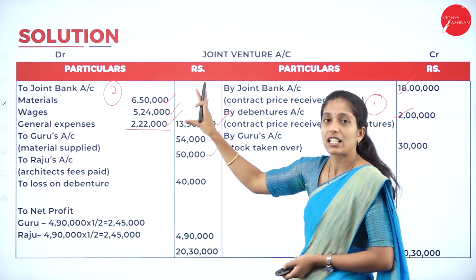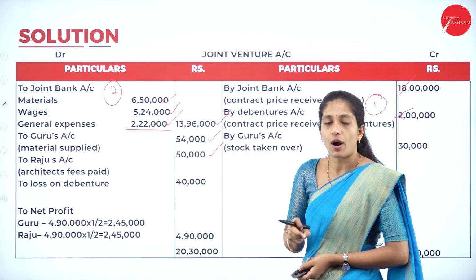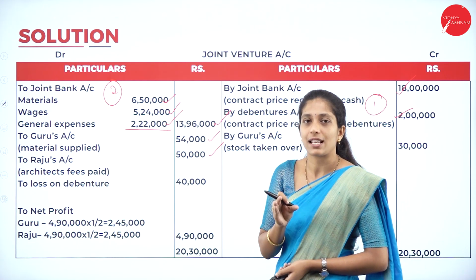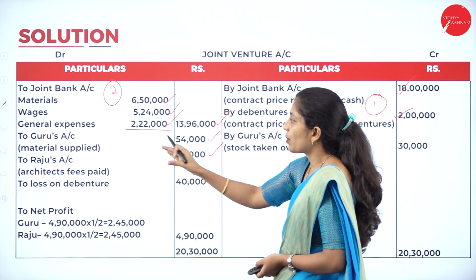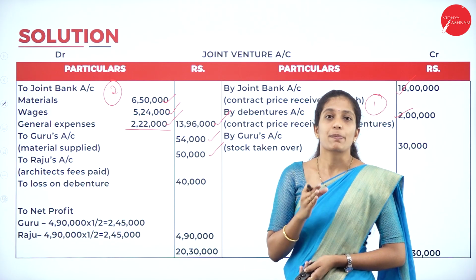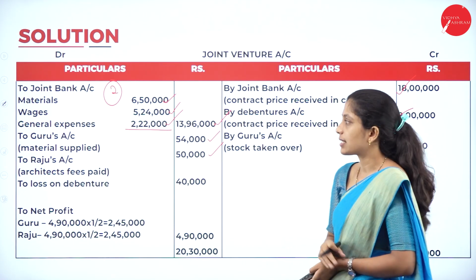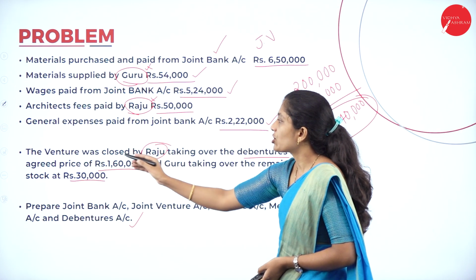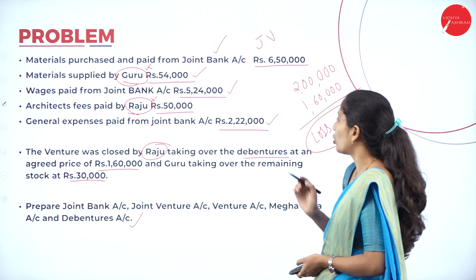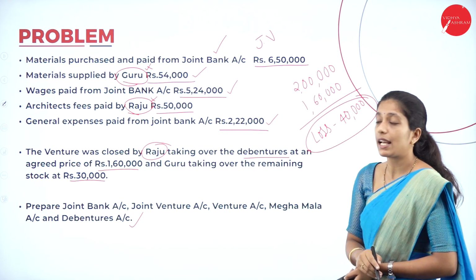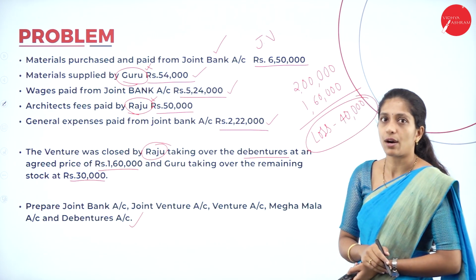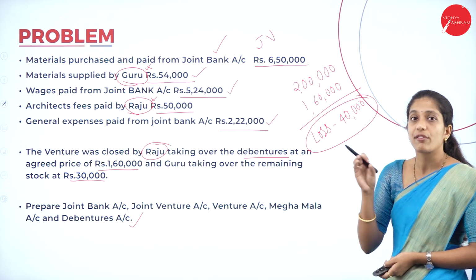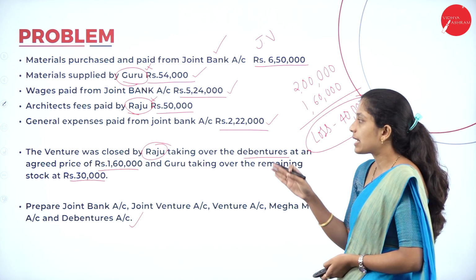So first we will record the expenses which is incurred by the joint bank. Next we will record the expenses which is incurred by the parties, that is venturers. So we have recorded the expenses which is incurred by the venturers. Next what you have to do? See this, the venture was closed by Raju taking over the debenture at an agreed price of 1,60,000. Now here what happens? So you are not going to record the entry for debenture taken over. Instead what you will do?